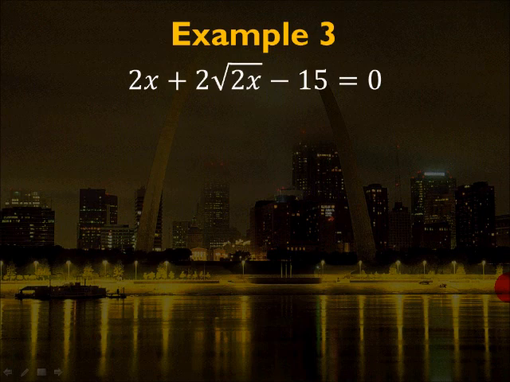Example 3, 2x plus 2 square root of 2x minus 15. Go ahead and try this one yourself. Remember to substitute for what looks like is f of x, and often it will be right in the middle.